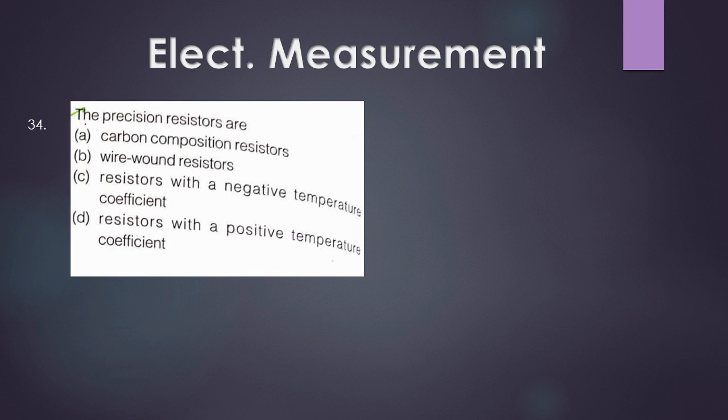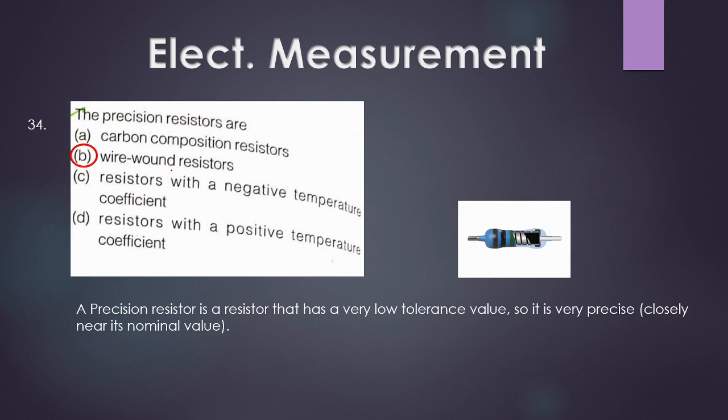Next question. The precision resistors are. What will be the precision resistors? The precision resistors are nothing but the wire wound resistors. You can see the picture of a precision resistor. A precision resistor is a resistor that has a very low tolerance value, so it is very precise, close to the nominal value. So the precision resistors are wire wound resistors. So the answer will be B option.